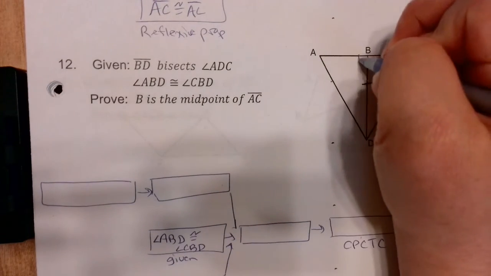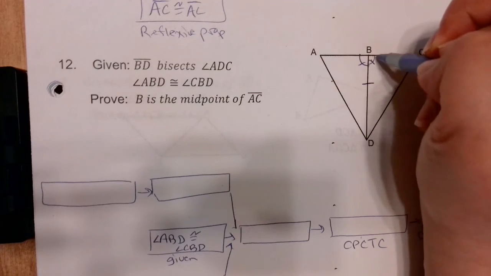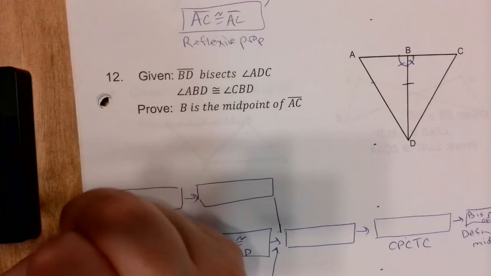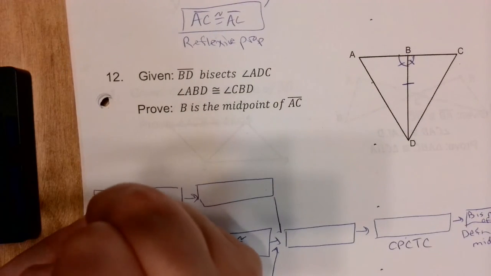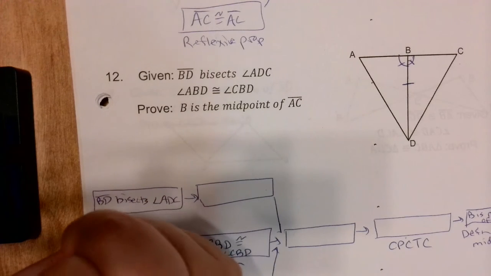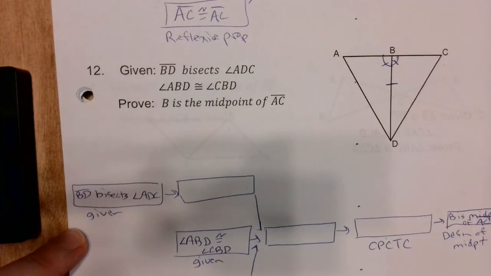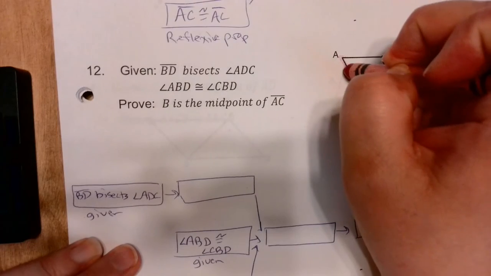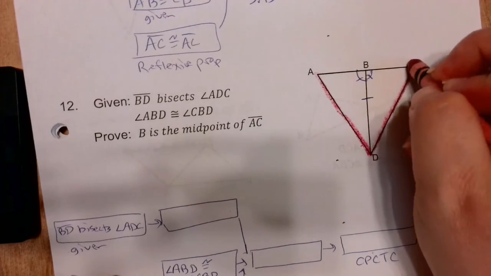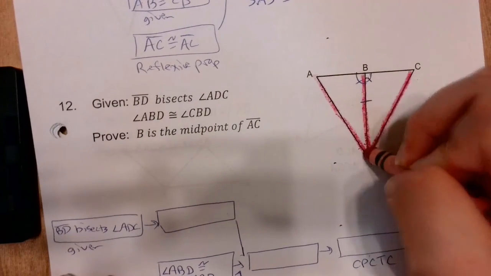ABD is congruent to CBD. Those two angles. Next, I would go to this bisect. BD bisects angle ADC is given. So here's angle ADC. And BD bisects it.